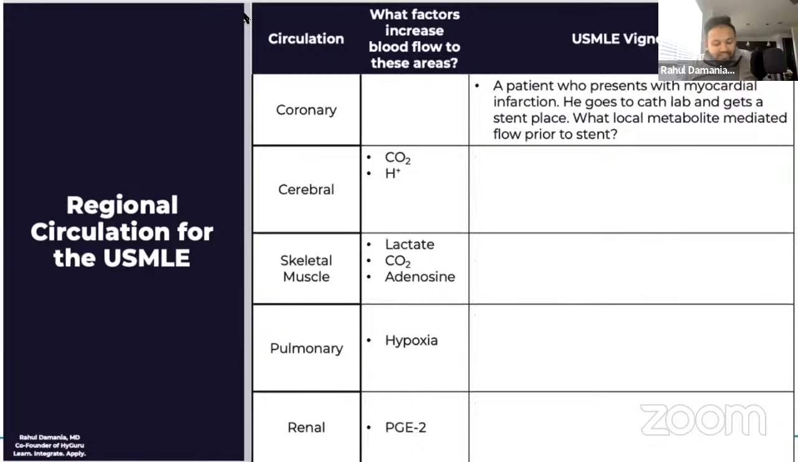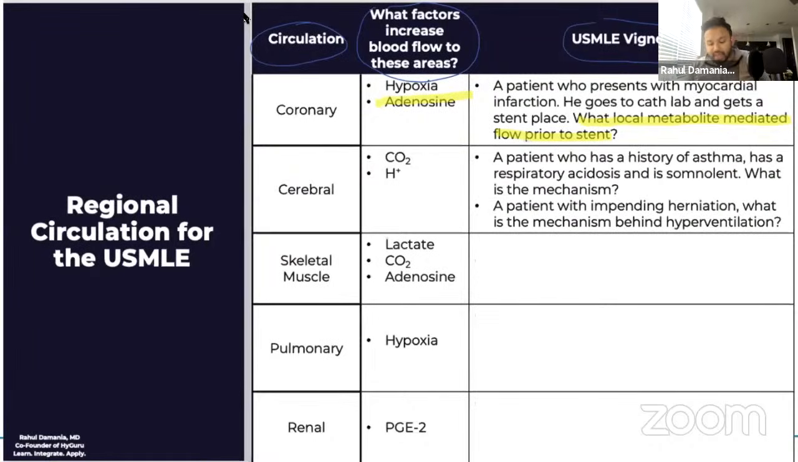Let's do this. So as you can see in the headings of this table, you see circulation, you see factors that increase blood flow to these areas, and the USMLE vignettes. Let's go through this first vignette. A patient who presents with a myocardial infarction goes to the cath lab and gets a stent placed. What local metabolite mediated flow prior to the stent? Well, what increases the actual blood flow in the coronary circulation is hypoxia, as well as adenosine. And remember, adenosine is really powerful because essentially it represents low ATP states.